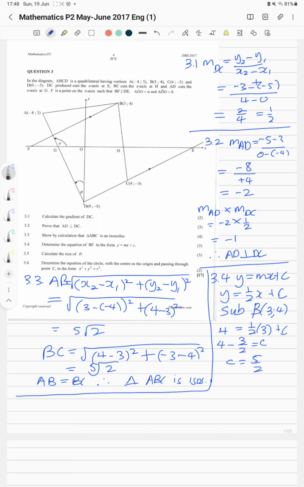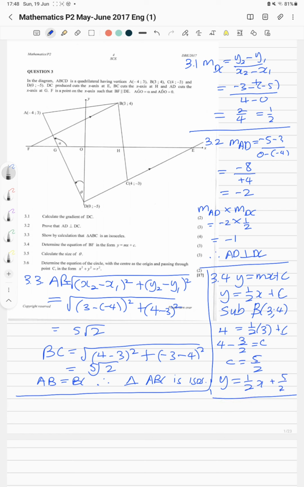Put the c value and the gradient together, and give the equation of the line. Y equals mx plus c becomes y equals half x plus 5 over 2. Equation of the line BF done.